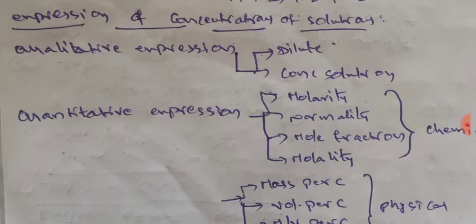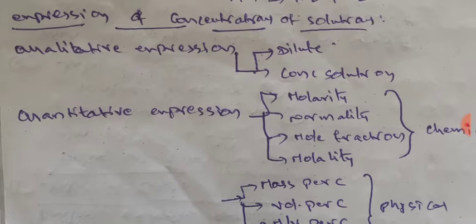To express the concentration of a particular solution, we have mainly two types of methods. The first is called qualitative expression and the second is called quantitative expression. By using these two methods we express the concentration of solutions. The first one is the qualitative expression. In the qualitative expression we express only whether the solution is dilute or concentrated. By using this method we find out whether it is a dilute solution or a concentrated solution.